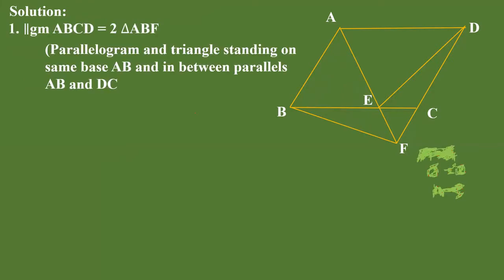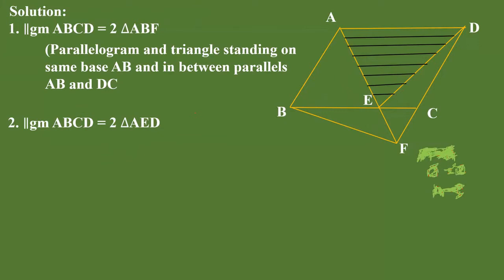Once again, let me show you something here. So we did say that one, okay? Now look at this figure once again. This is a triangle standing on the base AD, and on the same base AD, parallelogram ABCD is also standing, right? So we can make a relation here. Parallelogram ABCD is equal to twice triangle AED. Why? It's the same reason: the parallelogram and triangle are standing on the same base and in between the same parallels, right?